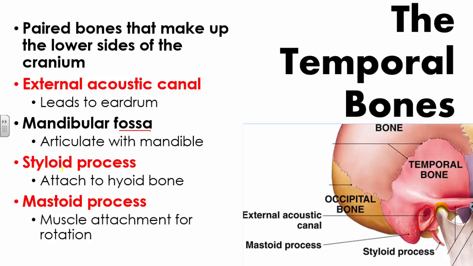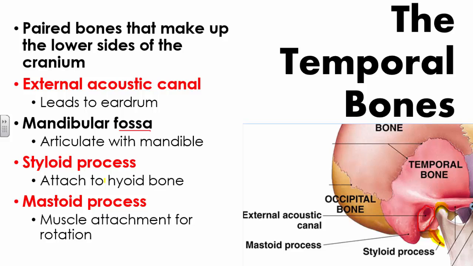Styloid process, we saw styloid processes on both the radius and the ulna. We see another one on the temporal bone. Very similar to the styloid processes on the radius and ulna in terms of shape. This one, instead of limiting motion, it's going to have muscles and ligaments that will attach to the hyoid bone. The hyoid bone is a suspended bone. It doesn't articulate with any other bone. The purpose of the hyoid bone, just for curiosity's sake, is for muscles to attach that control your tongue.